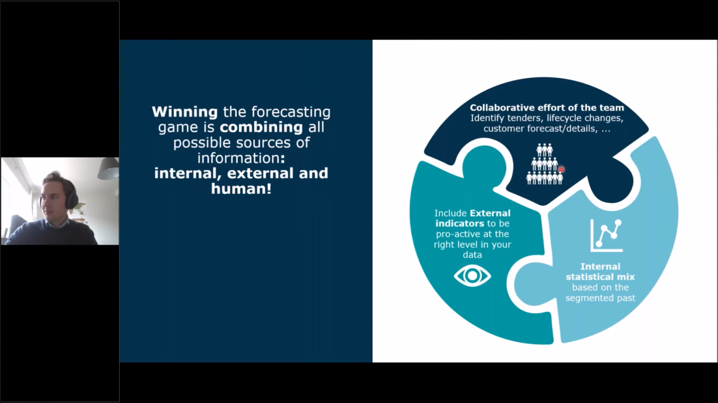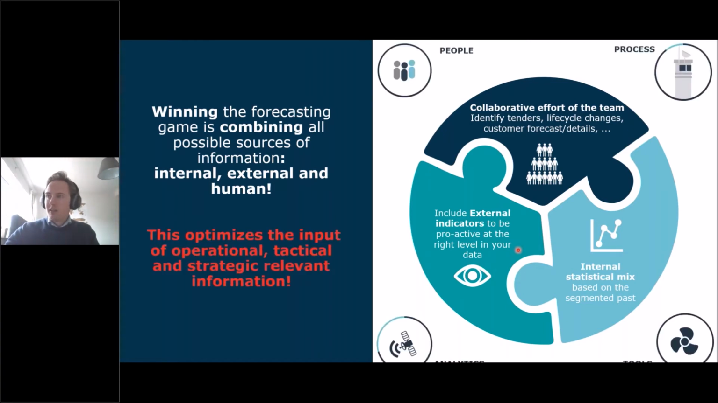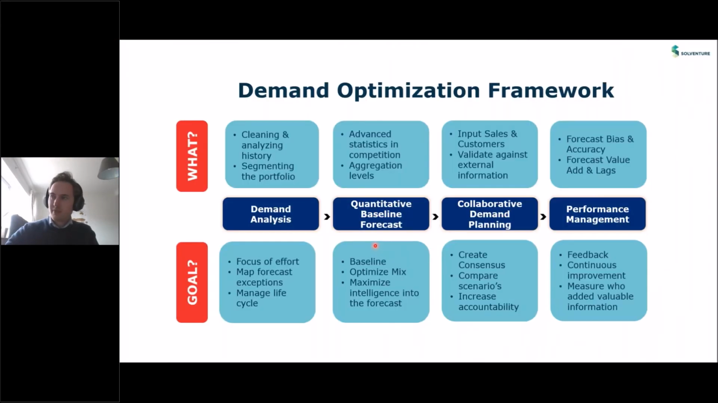And third, most important part maybe, is the collaborative effort of the team. So we still need to know if you're going to launch a new product, is that launch still going to happen on the same date? Are there going to be phase-out products? Is there a customer forecast we can use, or do salespeople know about certain promotions? So these three elements make sure you can have a good forecast, not only on the operational but also tactical and strategic level.